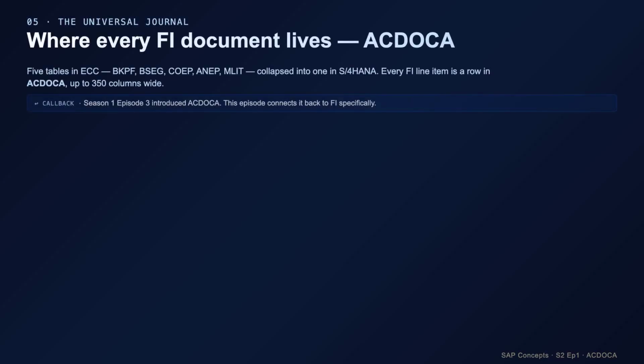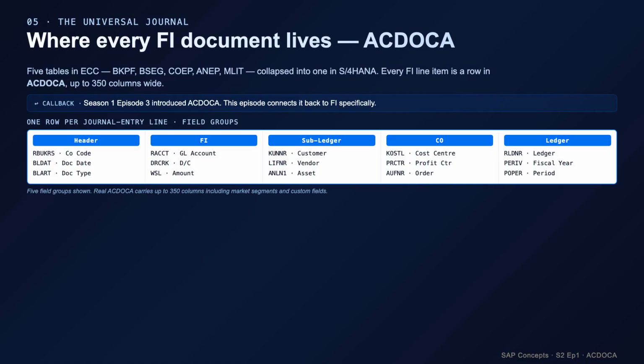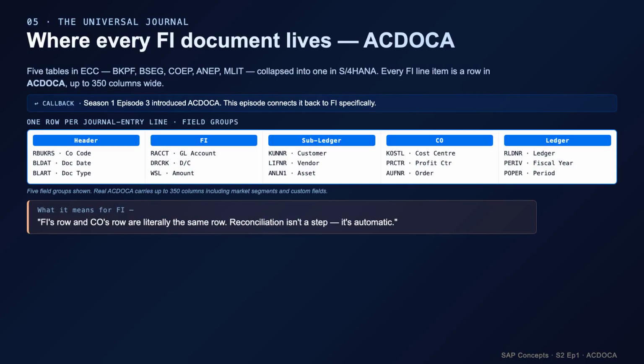We met the Universal Journal in Season 1, Episode 3. Now we get to use it. In ECC, finance lived in 2 tables. Controlling lived in another. Asset accounting, material ledger, all separate. S/4 collapses them into one: ACDOCA, 1 row per journal entry line, up to 350 columns. Finance's row and controlling's row are literally the same row. Reconciliation isn't a step. It's automatic.